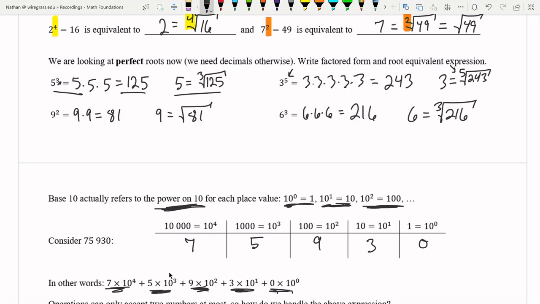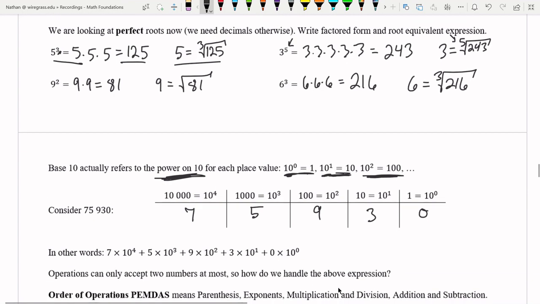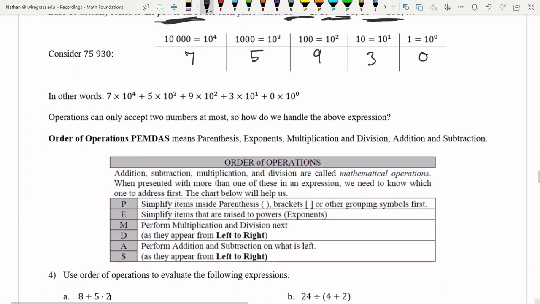I can show you that if we multiply all these things out, or do the operations, we can get back to here. But I haven't shown you how to do these operations, because we have operations within operations. If you have the same operation, it's easy to do. You just go left to right. But when you have different operations, how do we handle that? The way we handle it is order of operations.